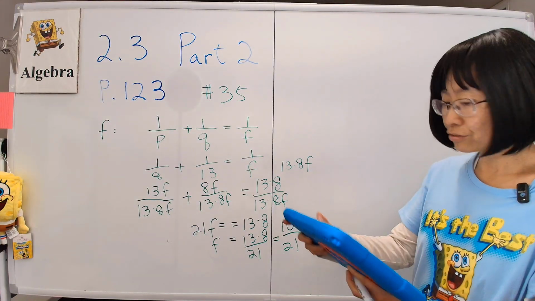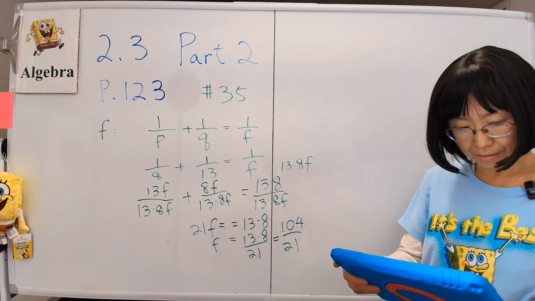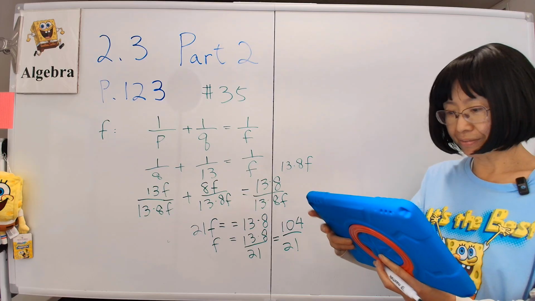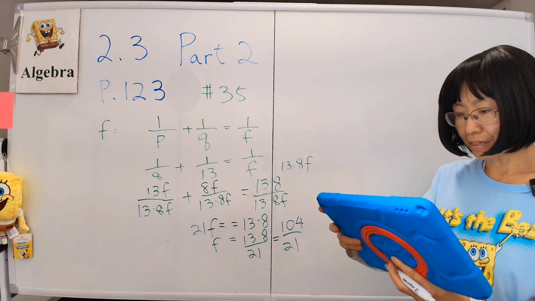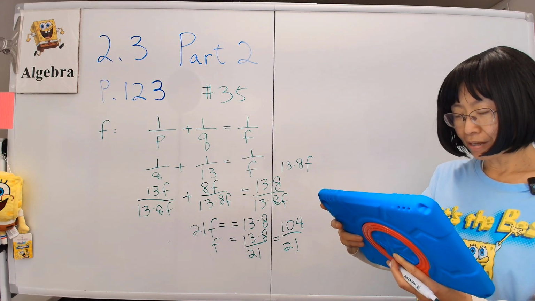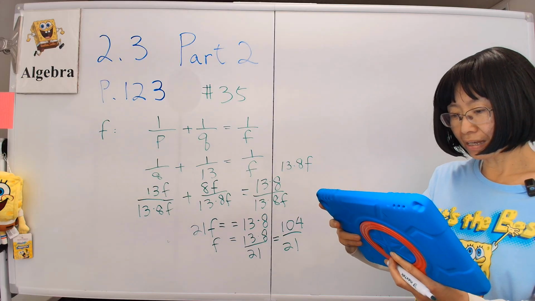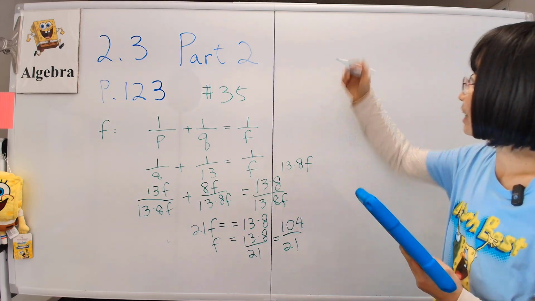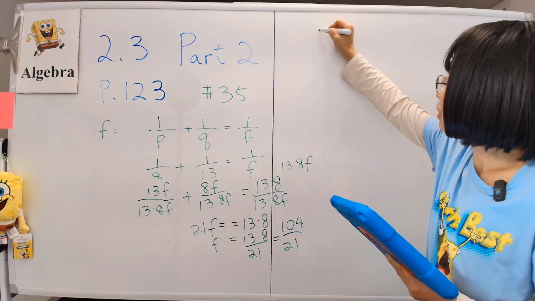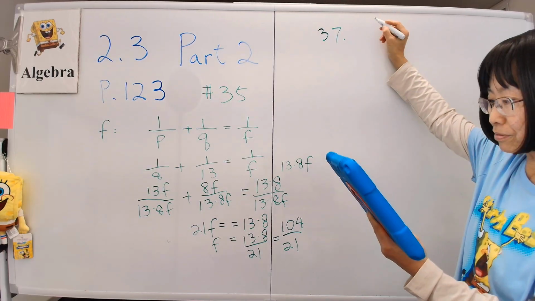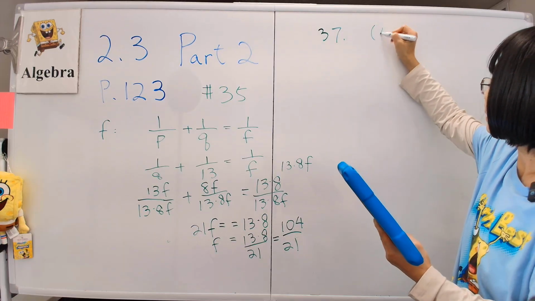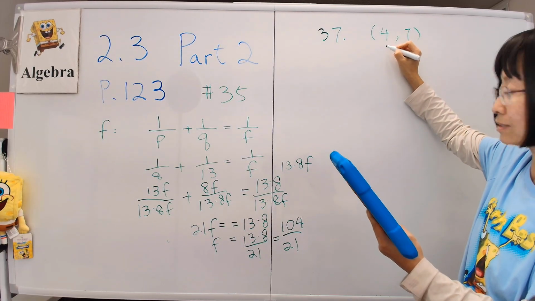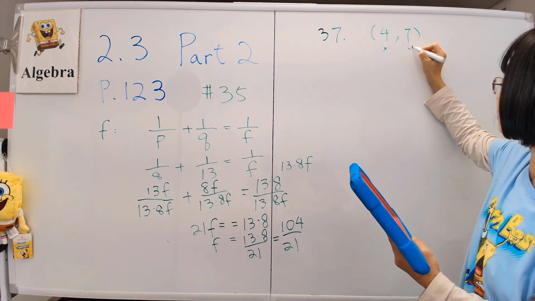So next, let's do problem number 36. No, not 36. What's the next one? 37. All right. Now 37, we have a formula to find m when the point is 4, 7, and the b is 12. Okay, let's write that down. Now, problem 37, we have a point that's 4, 7. That's our point. Remember, this is the value for x, and that's the value for y.